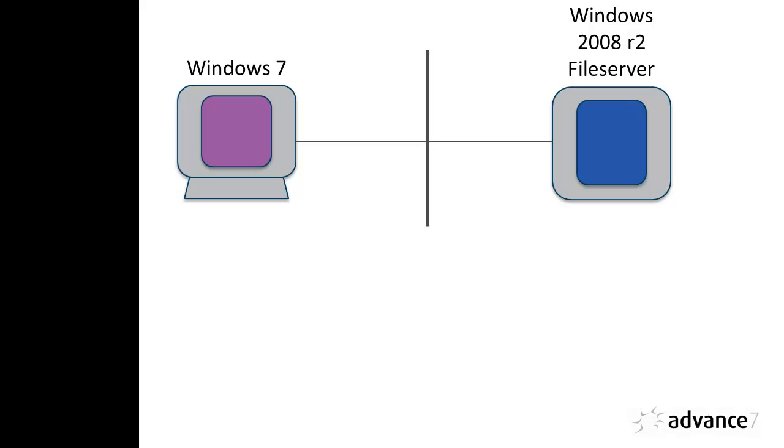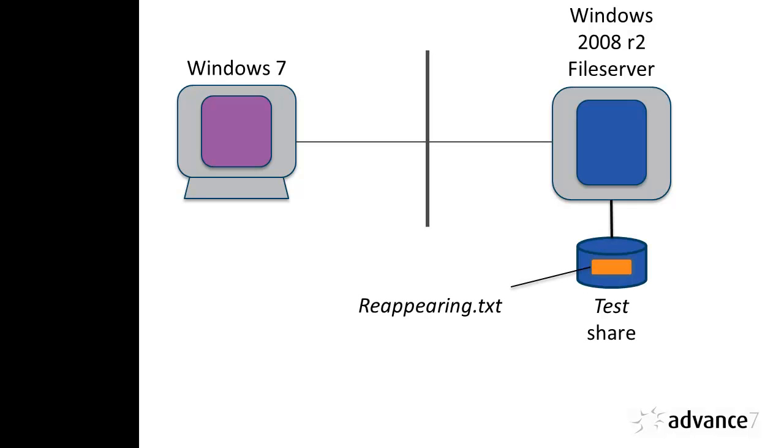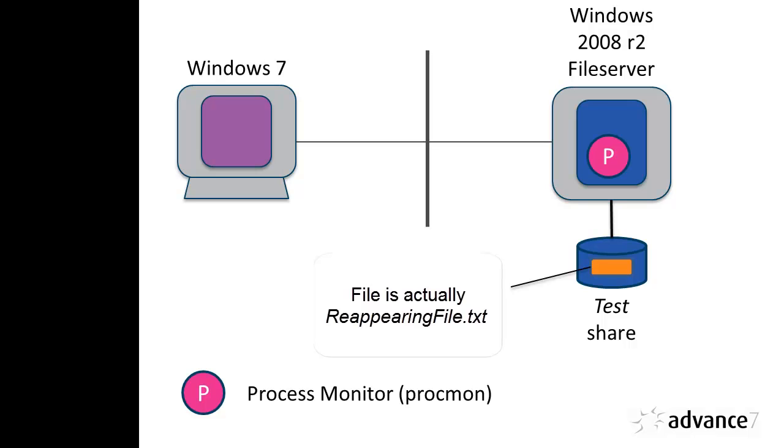So I have this set up, a Windows 7 machine and a Windows 2008 R2 server. On the server I have a share called test, and on that share I'm going to create a file called reappearing.txt. And we're just going to play with that file to demonstrate what we can do with Process Monitor. So I have Process Monitor running on the file server.